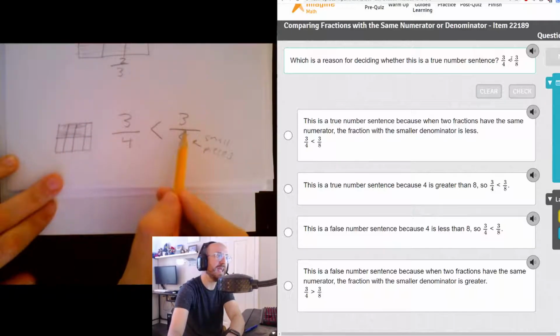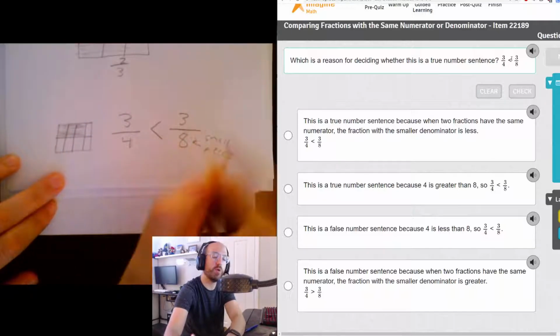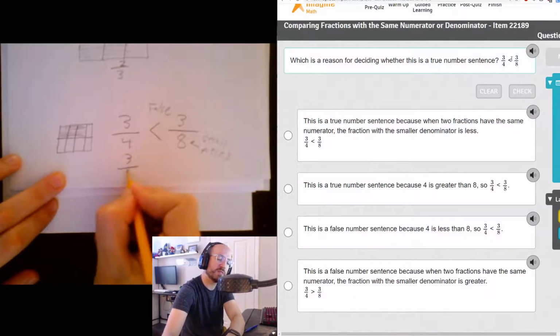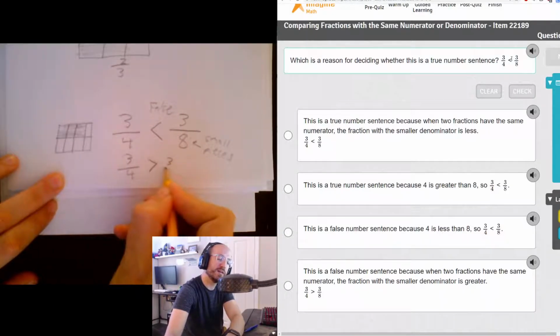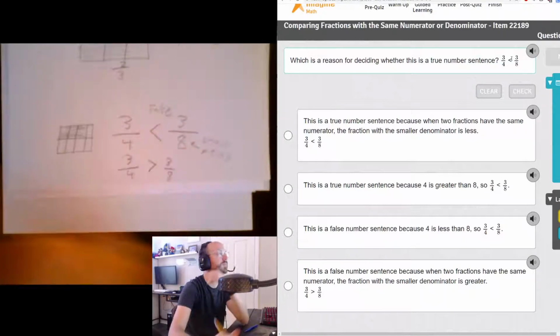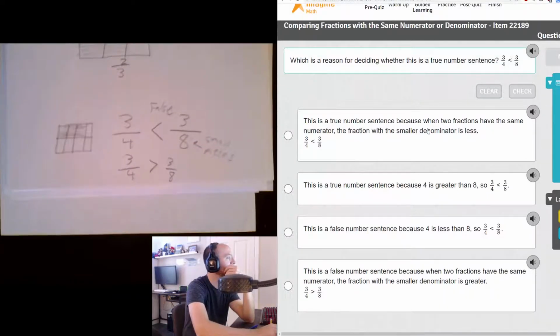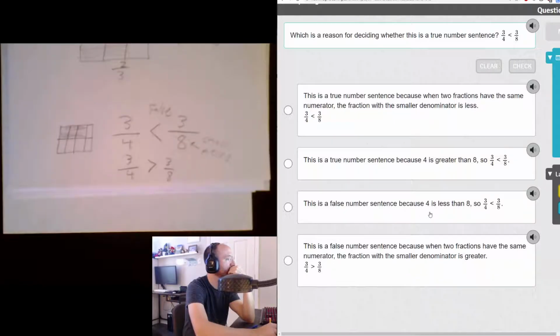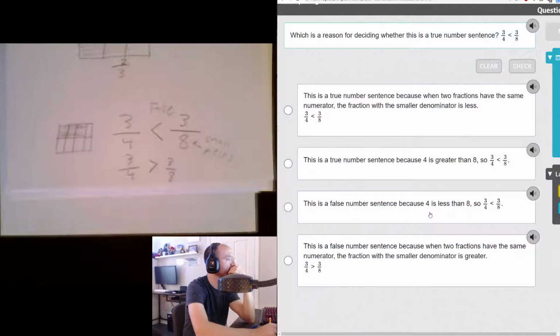So 3/8 is smaller, and 3/4 is greater. So it should actually be 3/4 is greater than 3/8. So I know that this is false. So it's going to be one of those. I think it's this one.